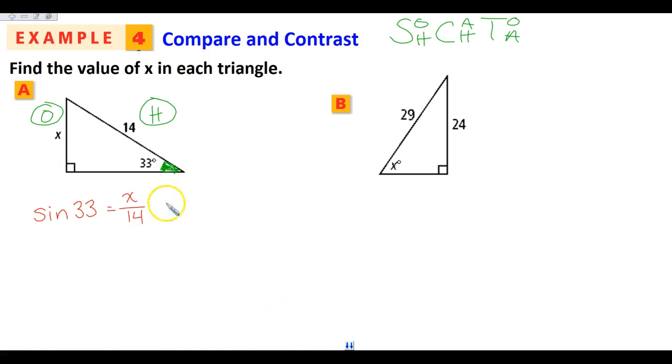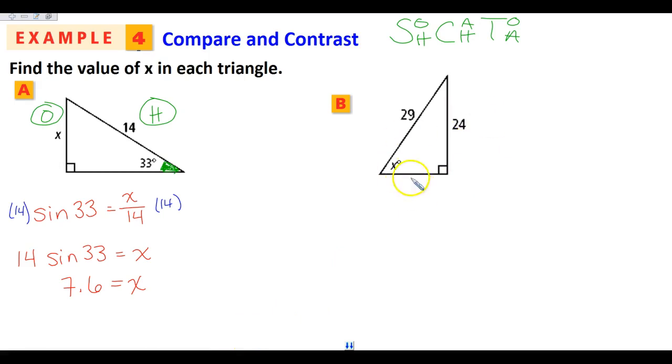To get X by itself, we're going to multiply both sides by 14. So X is going to equal 14 times the sine of 33. When you put this in your calculator, to the nearest tenth, we're going to just round this one to tenth. It doesn't say where. But you should get 7.6.